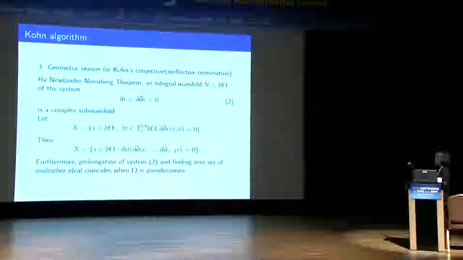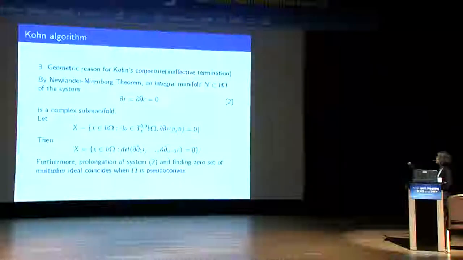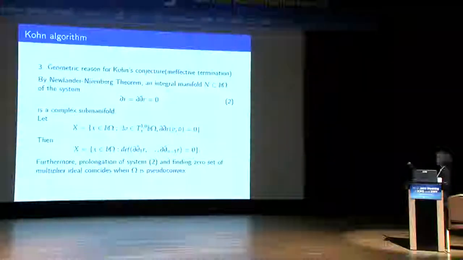And this is the first new scalar multiplier. So the first step, we express this set by the zero set of the first newly generated scalar multiplier.